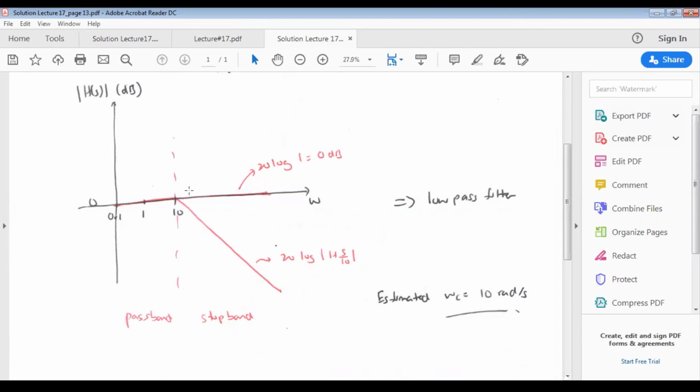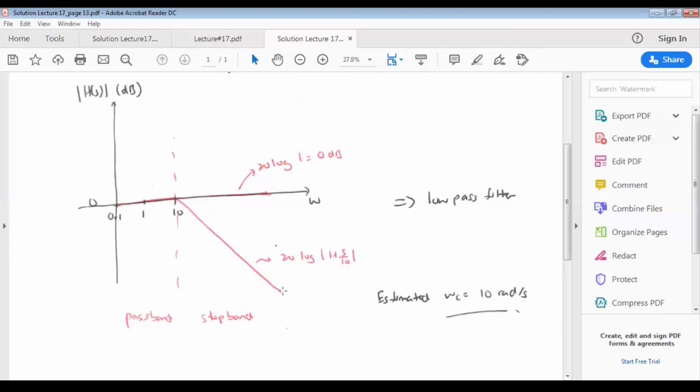Okay, so based on this, when we combine these two plots together, the final plot should be 0 dB up to 10, and after 10, we're going to have a slope of negative 20 dB per decade. So that will be the final plot for the said transfer function. So from here, we have two different bands. Less than 10 will be a pass band, a constant amplitude of 0 dB that will give us a pass band. Whereas a frequency higher than 10 radian per second will be a stop band.